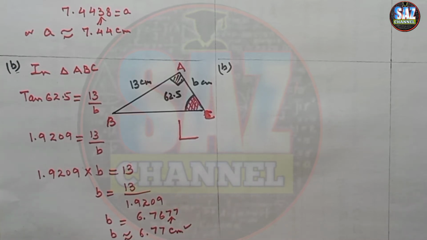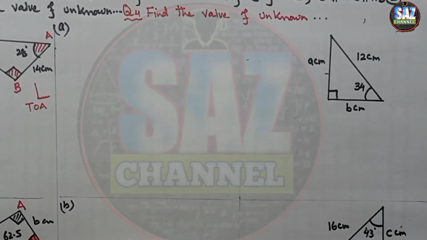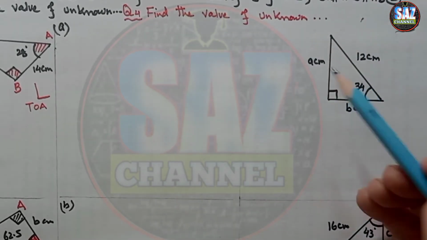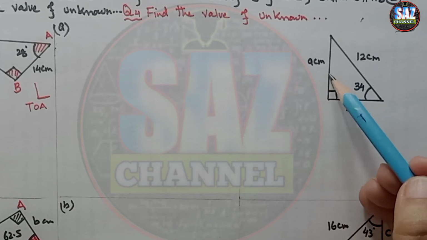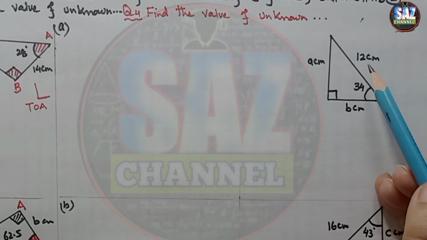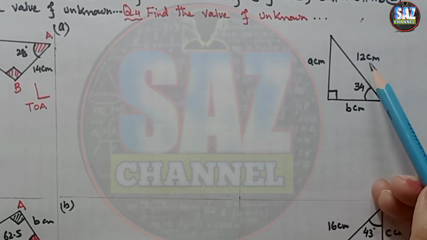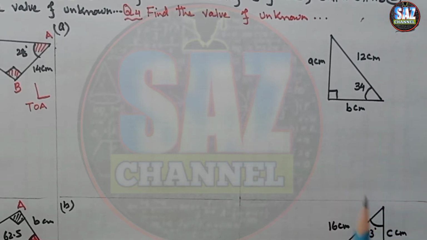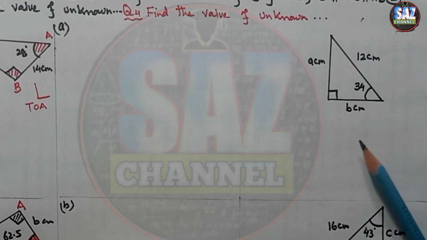I hope you are clear about how to apply sine, cos and tangent to different situations. And let's move to the next question. Question number 4 says, find the values of unknowns in each of the following right angle triangles. If we look at the question, it has one side A centimeter and one side B centimeter, and the third side is the known side, which is 12 centimeter, and one acute angle is given, that is 34 degrees.